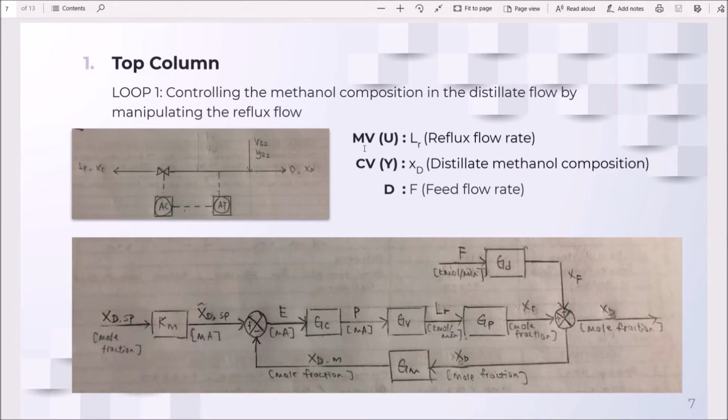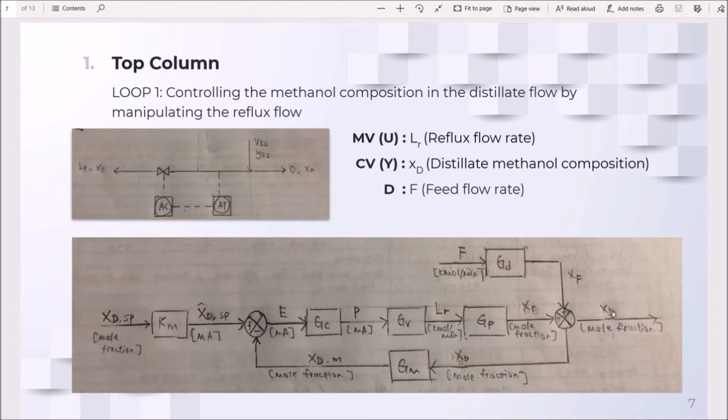For the manipulated variable, it is the LR or reflux flow rate. For the control variable, it is XD or distillate methanol composition, and the disturbance is the feed flow rate or F. So for the block diagram, we will start with how to read it. We will start from here.